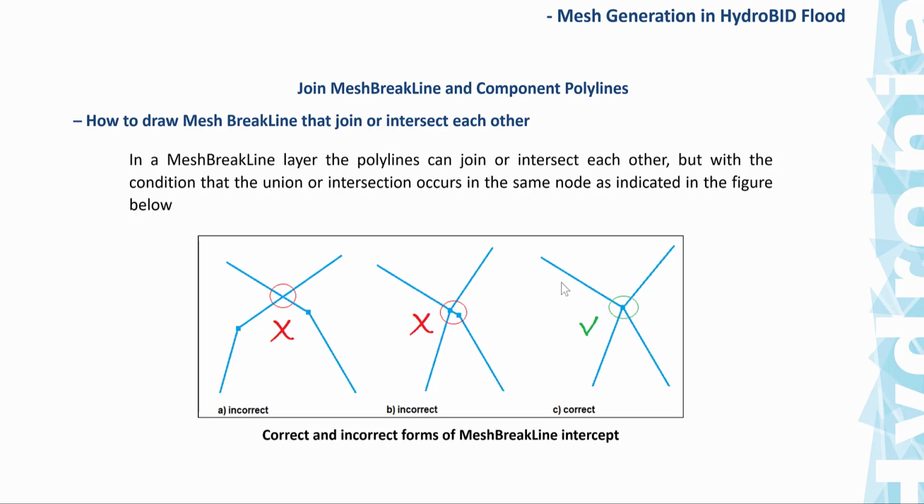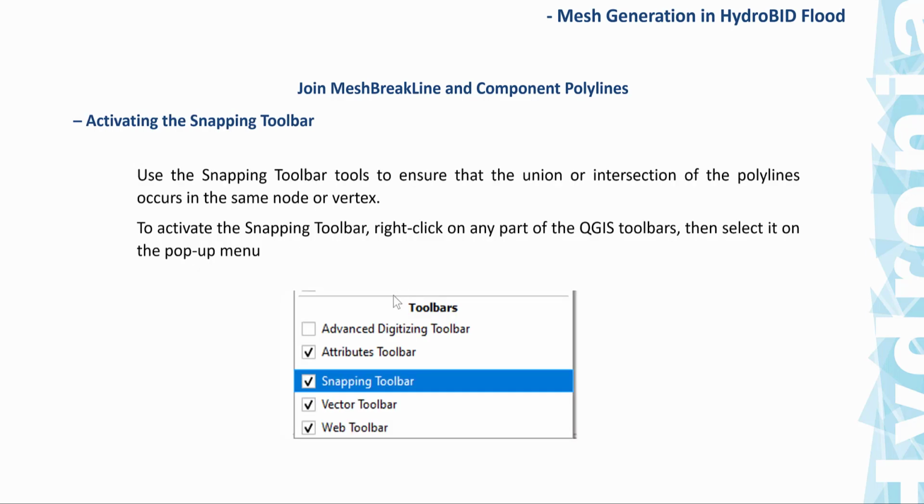Now, how do you do that? How do you ensure that when you are intersecting a line, that line will intersect at the exact node that will not create a problem? Well, for that, we need to use another tool that is available in the QGIS system, that is called the snapping toolbar, or the snapping tool.